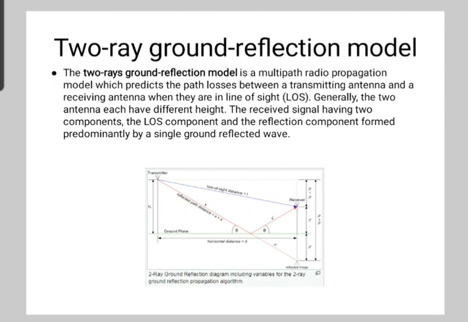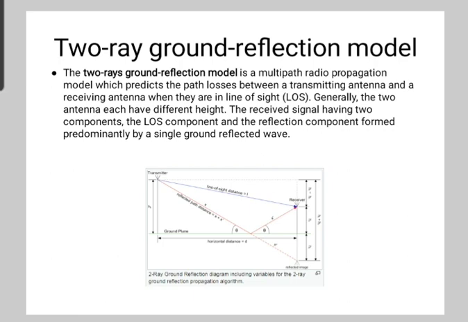Two-ray ground reflection model. Two-ray ground reflection model, it is a multipath radio propagation model. Two-ray ground reflection model means what? It is a multipath radio propagation model which predicts the path losses between a transmitting antenna and a receiving antenna.